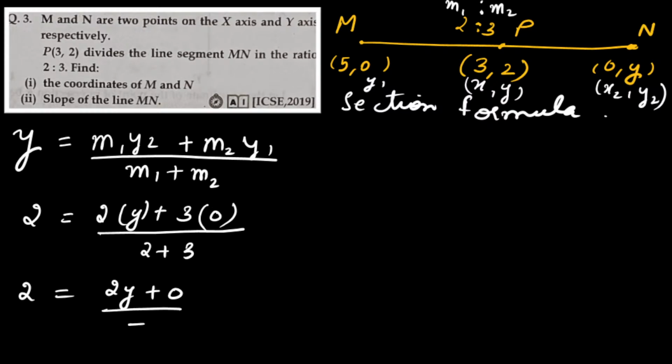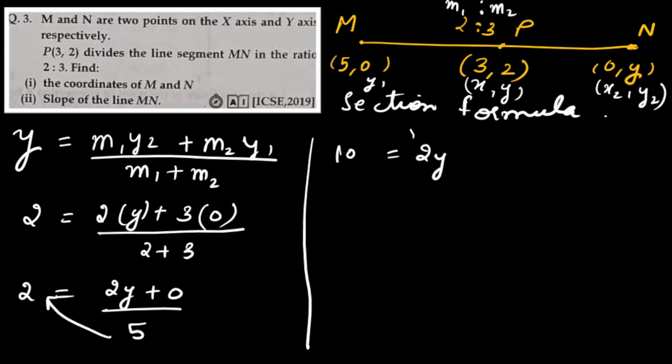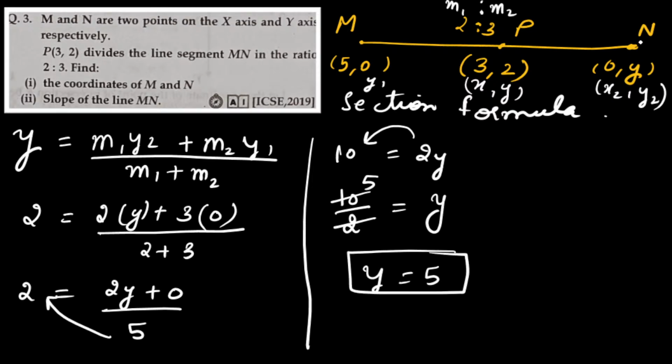So here by 5. If we shift 5 to the other side, it will get multiplied. So 2 into 5 is 10, equal to 2y. Now y we have to find, so 2 also will shift to the other side. When we shift 2 to the other side, it will get divided, as here it's getting multiplied. So 10 divided by 2 is 5. So we got the value of the y coordinate also. y is equal to 5.